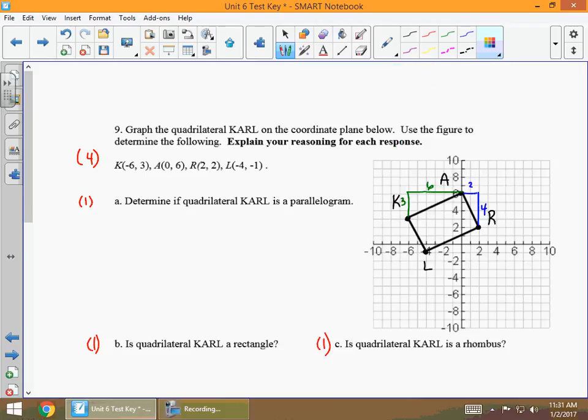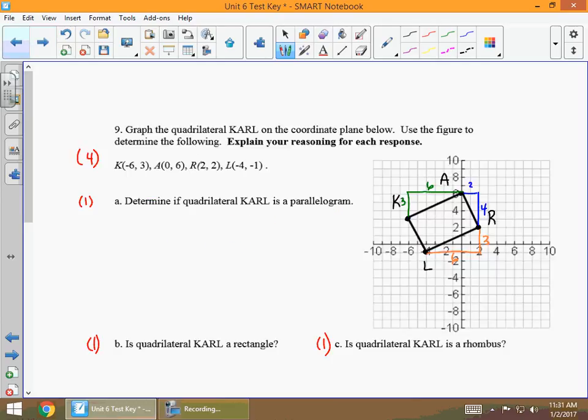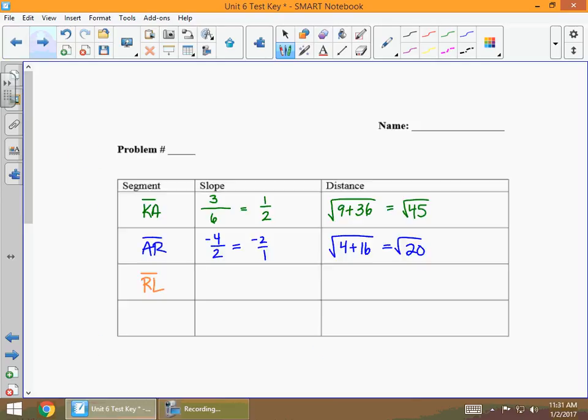All right, so let's go RL. It's going to come down 1, 2, 3. It's going over 1, 2, 3, 4, 5, 6. So RL, the rise, it goes down 3, left 6. So down 3, left 6. So that reduces to 1 over 2.